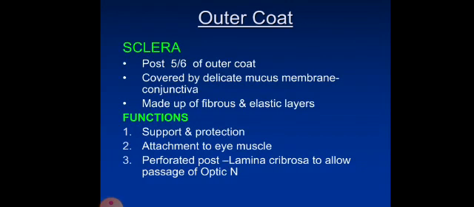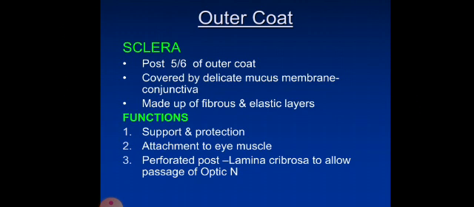So slide 6, if you look at the outermost layer, one of the components is sclera. Sclera occupies the posterior 5/6 of the outer coat. It's covered by a delicate mucous membrane called the conjunctiva, and it's made up of fibrous and elastic layers. Now let's see what the functions of sclera are. It offers support and protection. The eye muscles are attached to the sclera.